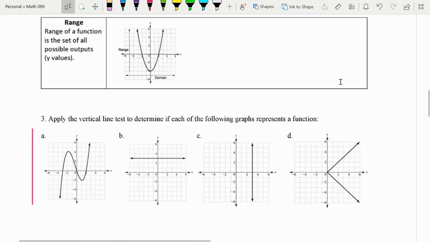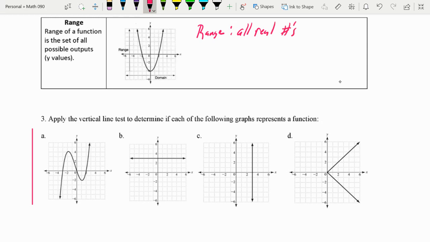Now the range. Here's the range. It's vertical, up and down. So the range is up and down. In this case, the range is all real numbers greater than or equal to -4.